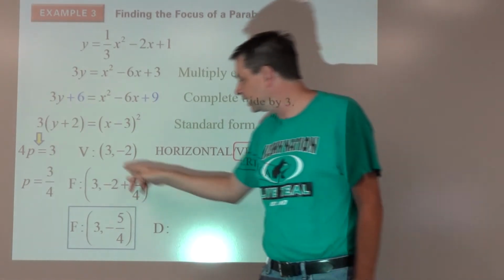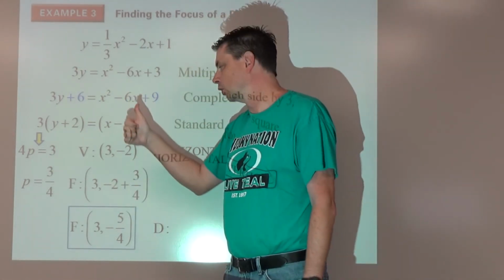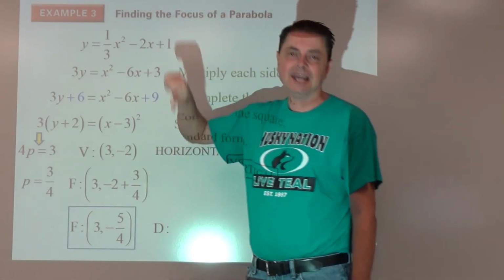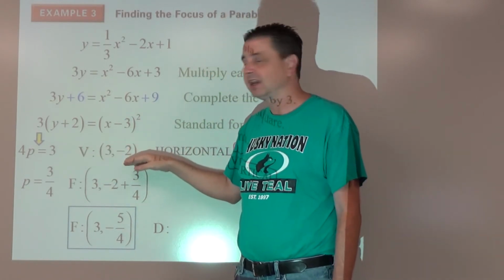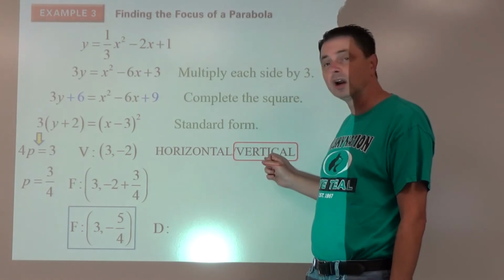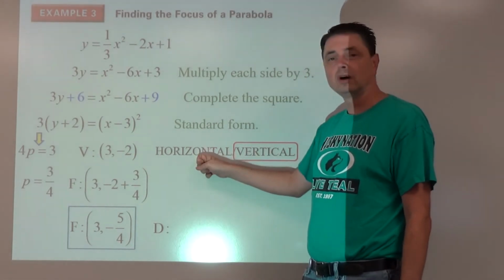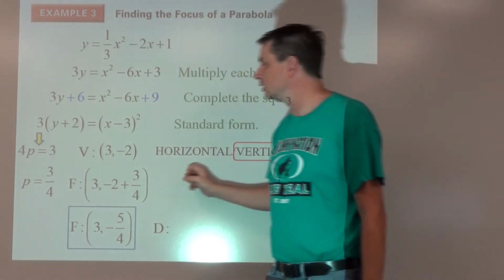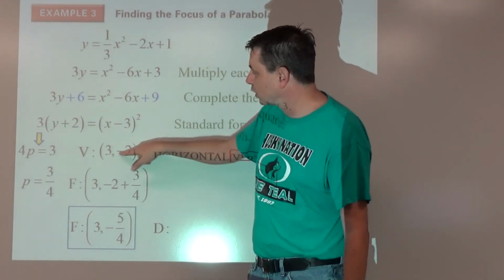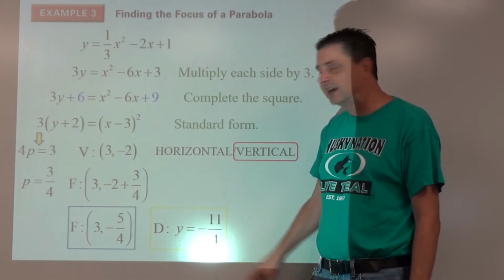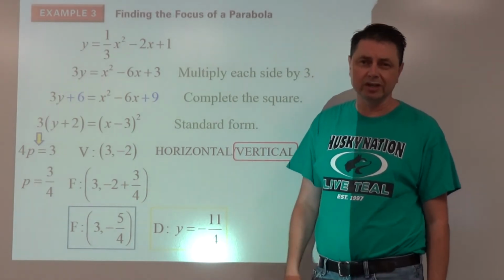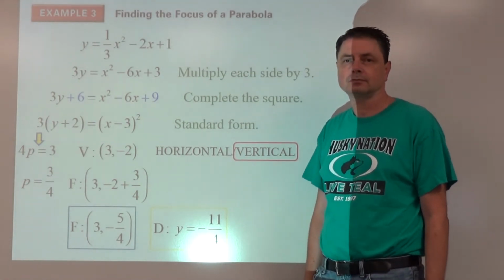Well, it's the same thing. Instead of going up 3/4, I'm going to go down 3/4 from the vertex, and that's going to take me there. In this case, since our axis is vertical, our directrix is going to be horizontal, and it's going to be 3/4 below -2. So y equals -11/4 would be the directrix if we needed to find it.